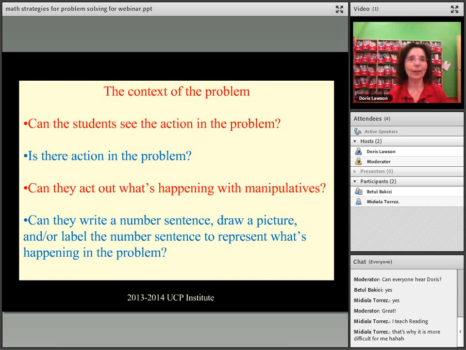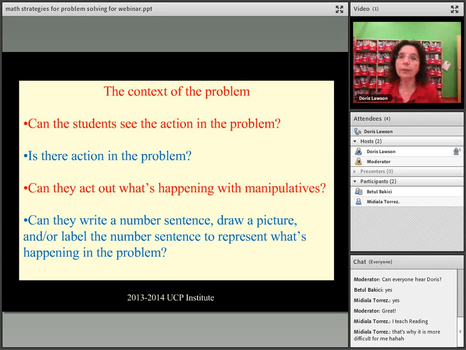All right, so context of the problem. Whenever you are presenting a problem or whenever your kids are writing problems, can the student see the action in the word problem? And we're going to get very soon to where there is no real separate or join. There's no real action. Is there an action in the problem? Can they act it out with manipulatives? Can they write a number sentence, draw a picture, label the number to represent what's happening in the problem? And those will be all kinds of different ways for you to assess.